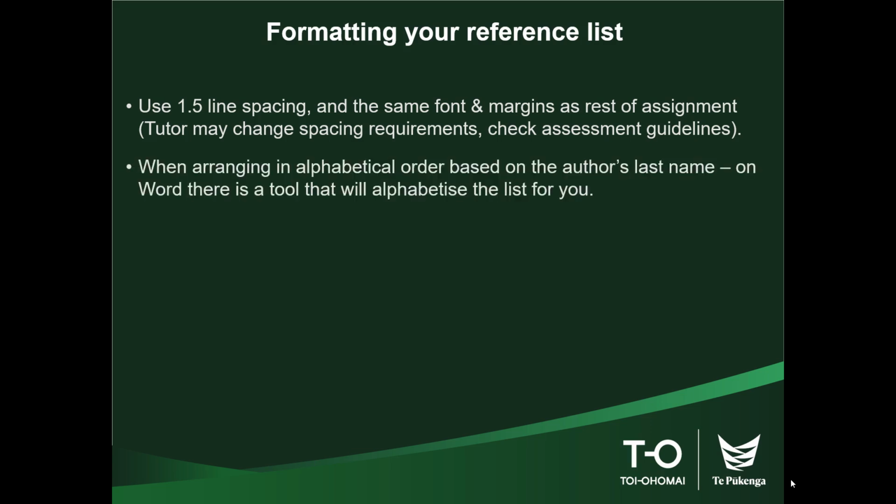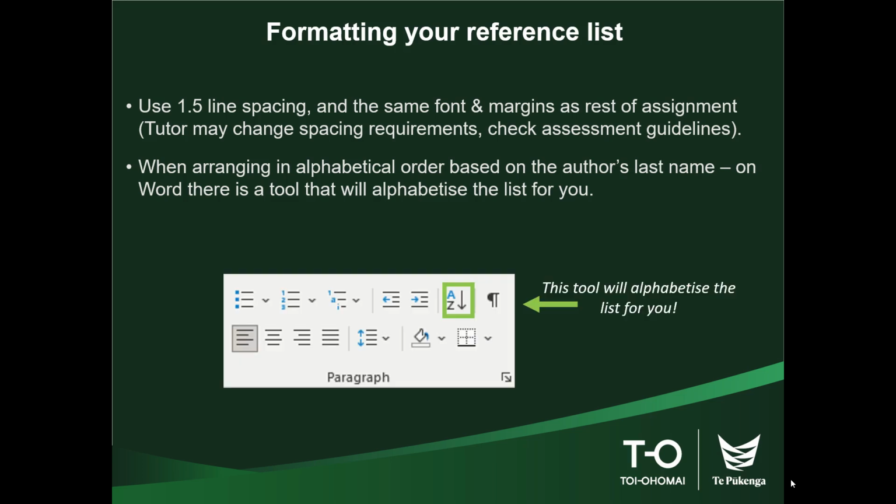When arranging your reference list, there is a tool on Word that will alphabetize them for you. To do this, highlight your reference list and then look at the toolbar along the top. Under the sections for paragraph settings, there is an A and Z symbol with an arrow. Click this tool and it will automatically alphabetize the list for you.